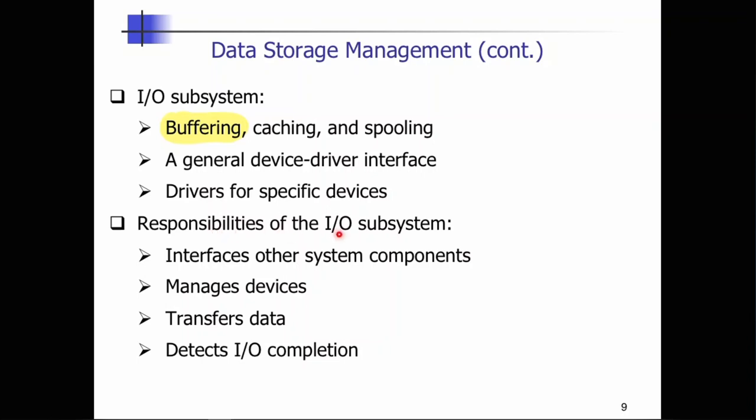Now, the responsibility of this I/O system is to interface other system components. So all those other I/O devices, how do you interface that with your computer to manage those devices? For example, when does each I/O device get to interact with the computer, to transfer data between the I/O devices and the memory of your computer? And we also need to be able to detect when that transfer gets completed. So to be able to detect I/O completion, which is essentially done by monitoring a hardware interrupt that comes from the I/O device.